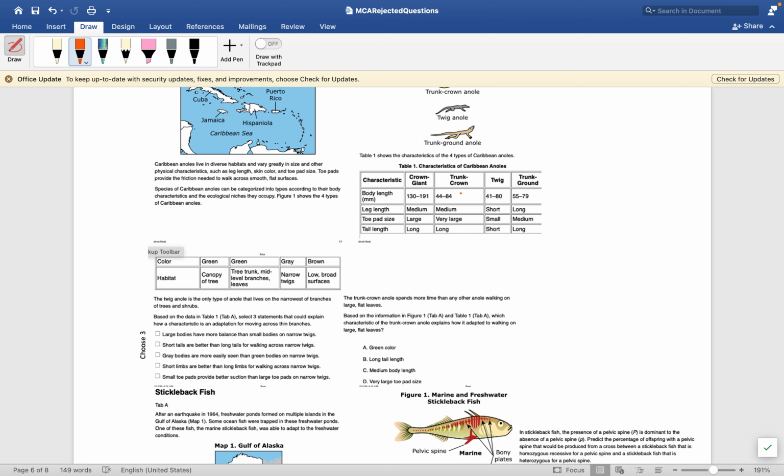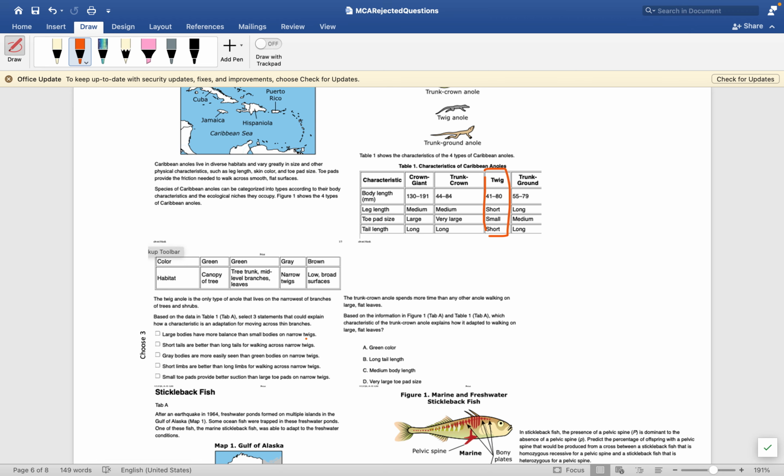Select 3 statements that could explain how a characteristic is an adaptation for moving across thin branches. So adaptations are traits that give them a benefit in their environment. Okay, so we're looking for things that will help them walk across the narrowest of branches. All right, let's read through. So we're going to focus on the twig. No, this column right here. Okay, large bodies. Do they have large bodies? Kind of intermediate. Have more balance than small bodies and narrow twigs.